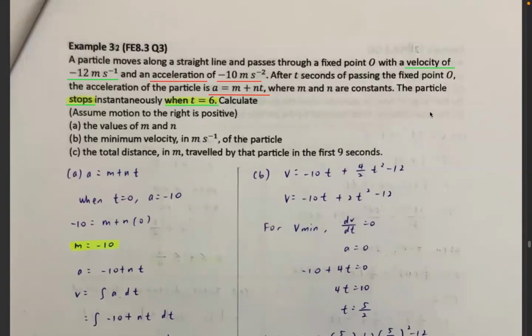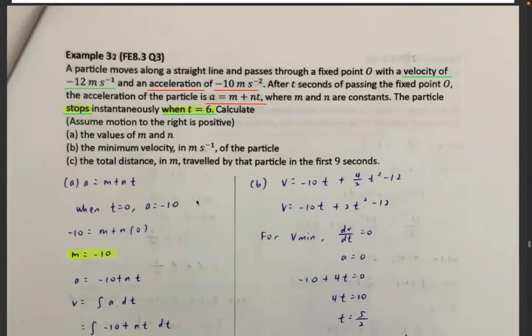Example 32. A particle moves along a straight line and passes through a fixed point O with a velocity of -12 meters per second and an acceleration of -10 meters per second squared. And then given that A equals to m plus nt, the particle stops instantaneously when t equals to 6. Calculate the values of m and n.